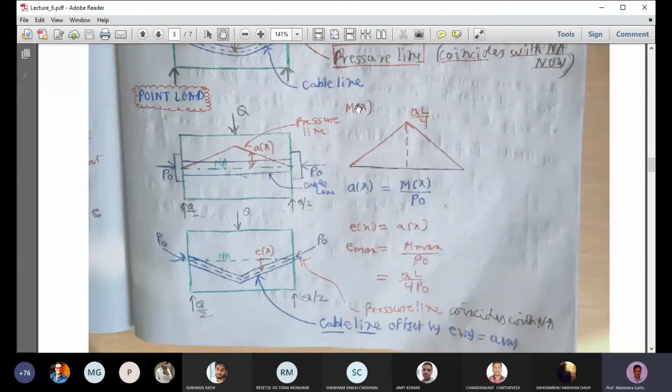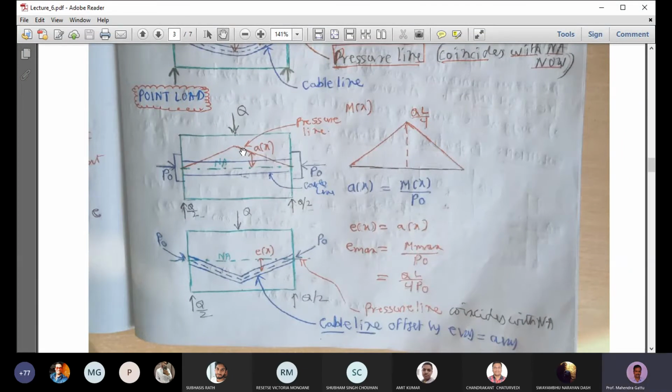Now once we know the bending moment diagram, we can plot the pressure line. The pressure line will be A of x equal to M of x by P naught. So the pressure line is the distance of the pressure point from the cable line. We get A of x, also indicated by this red line, and this will again have a linear variation and a linear variation, with the maximum A max occurring at the center span. So this will have a similar shape to the bending moment diagram, only scaled down by the amount of P naught. Now, how will you lay out the cable to balance this load?